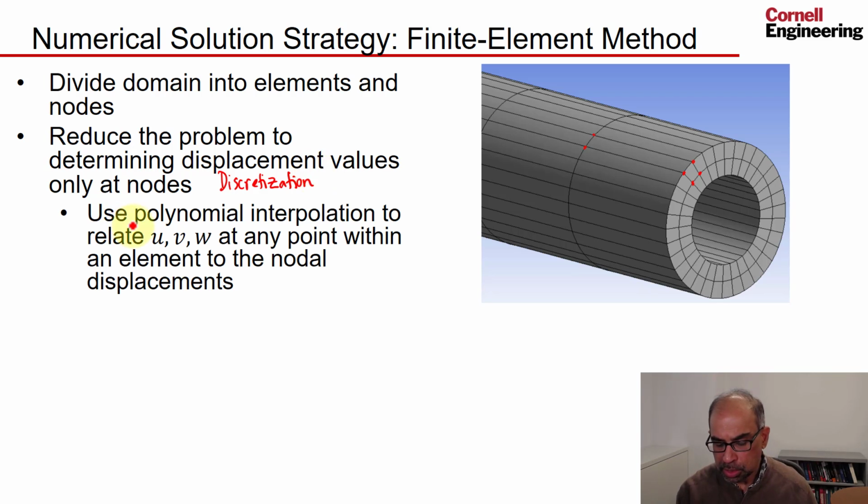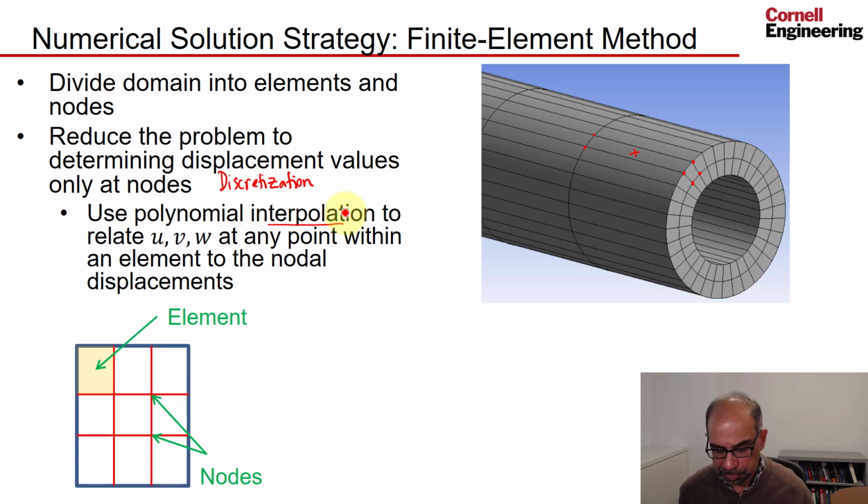And you can use a polynomial interpolation to relate u, v, and w at any point within an element to the nodal displacements. So if I want to know the displacement at this point, I would use an interpolation of these four values. For those who have seen that idea, you can think of the interpolation as a weighted average using shape functions. So again, another big idea here: this element by element polynomial interpolation.